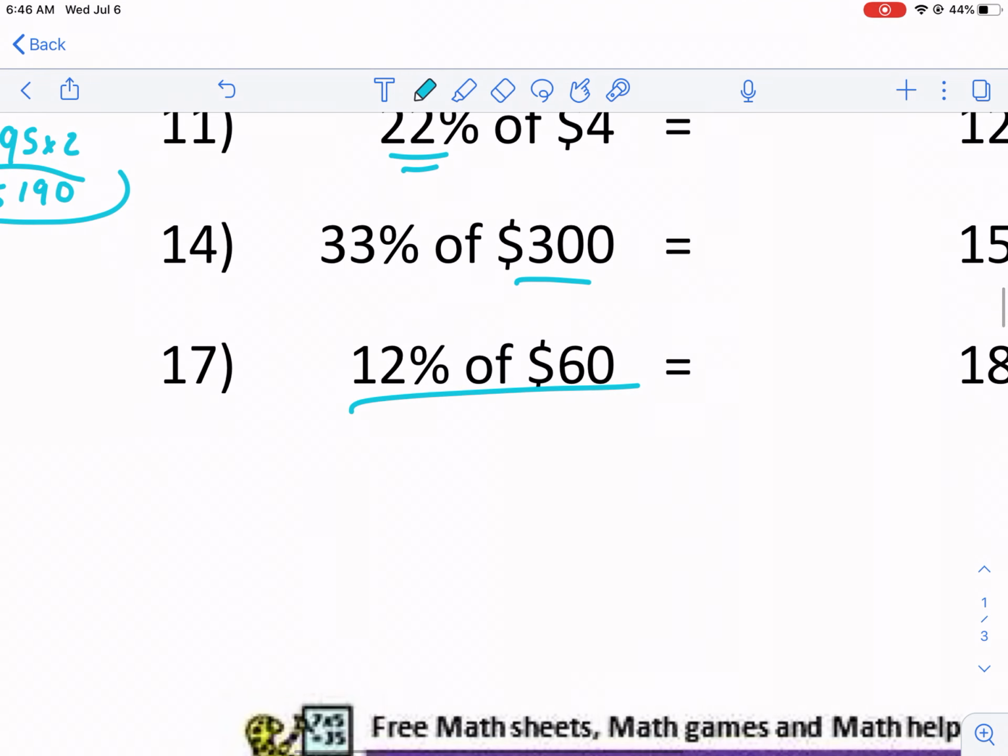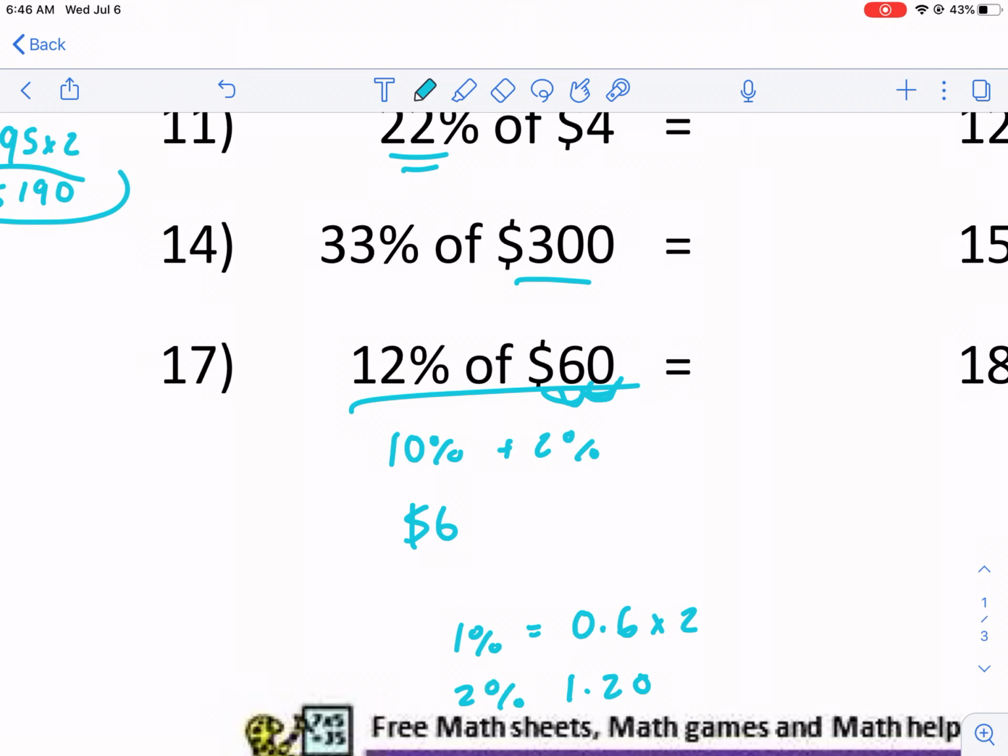So 12% of 60. What I'm going to do for this is I'm going to find 10% first, okay? So this is 10% plus 2%. So move it over 1, and that's $6. Now 2% would be two 1%ers. So 1% I know is 60 cents because I would move it over again, 1, 2 for that, and I multiply it by 2. That's $1.20. That's for 2%. So I need to add $1.20 plus $6 for a total of 12%. So that is $7.20. Okay, so that's how you do it.